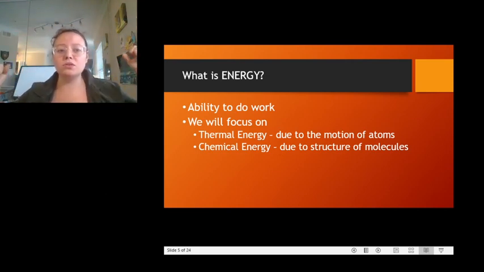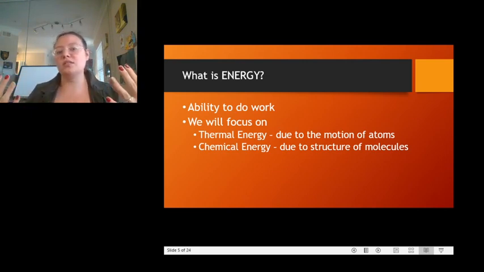When atoms and molecules start moving because they've absorbed enough heat to start gaining energy to move, they start colliding and forming reactions, which then leads us to chemical energy, which is when we have these bonds between atoms that are formed or broken depending on the situation, and that leads energy to be absorbed or released.